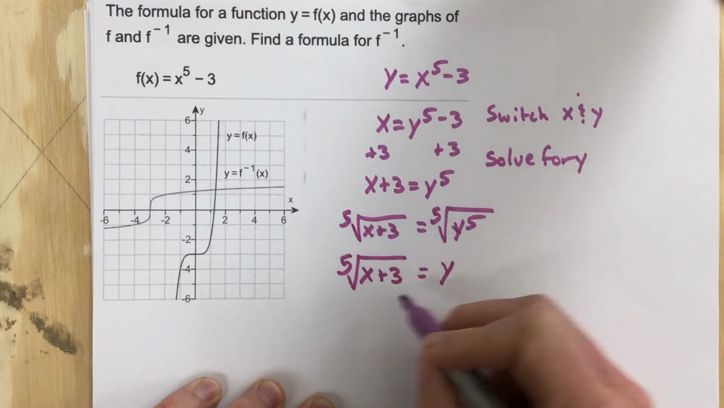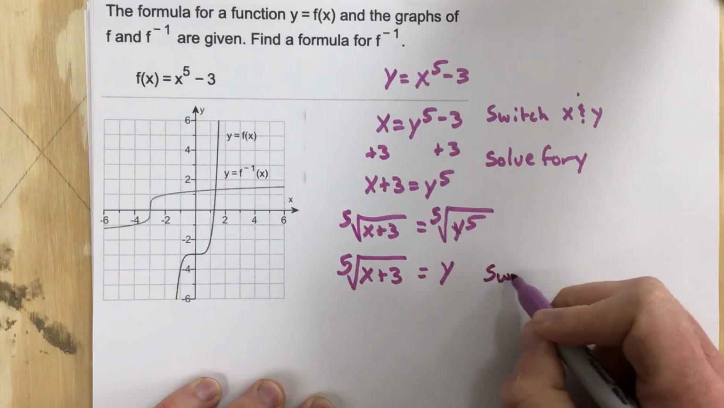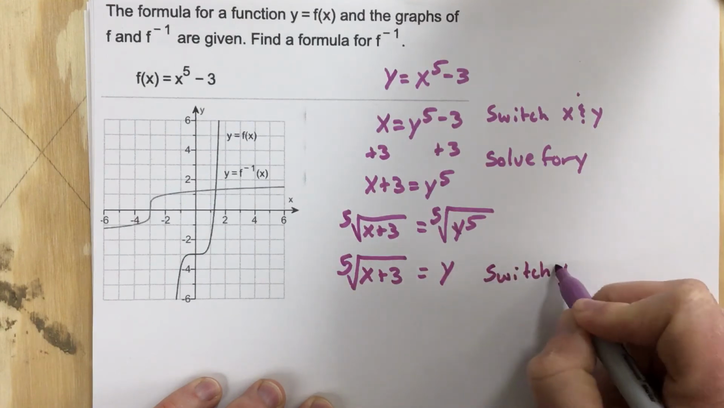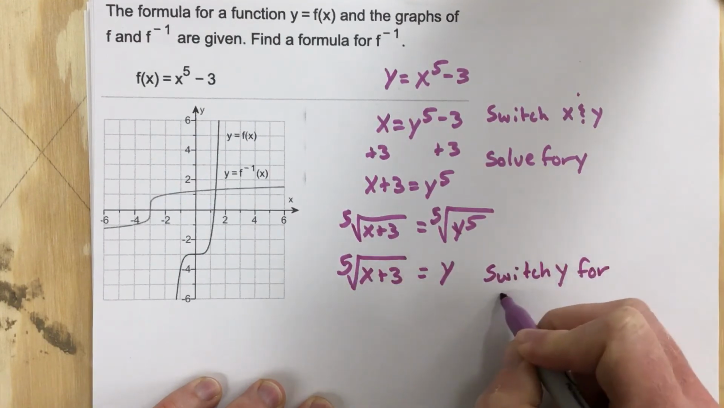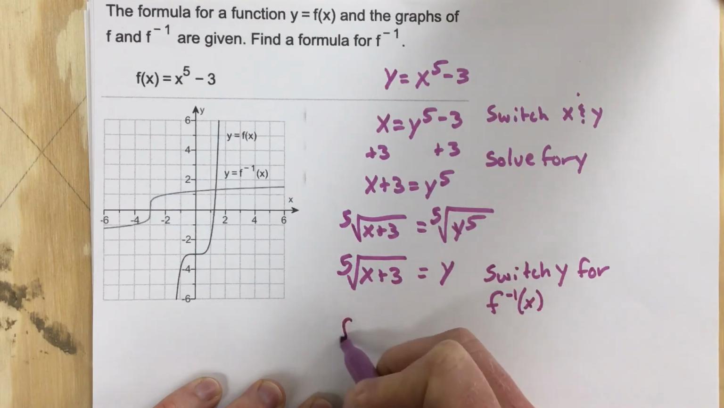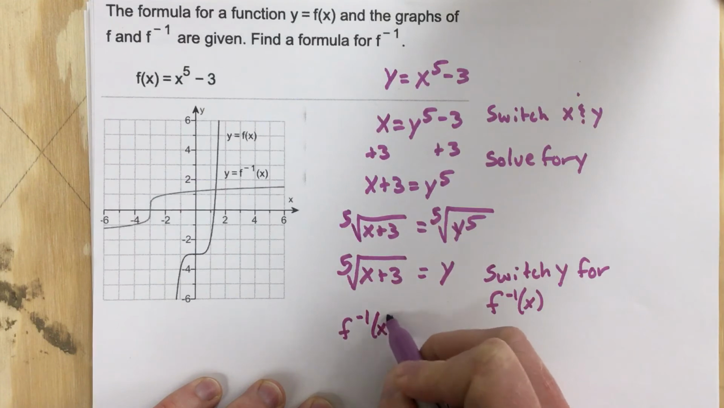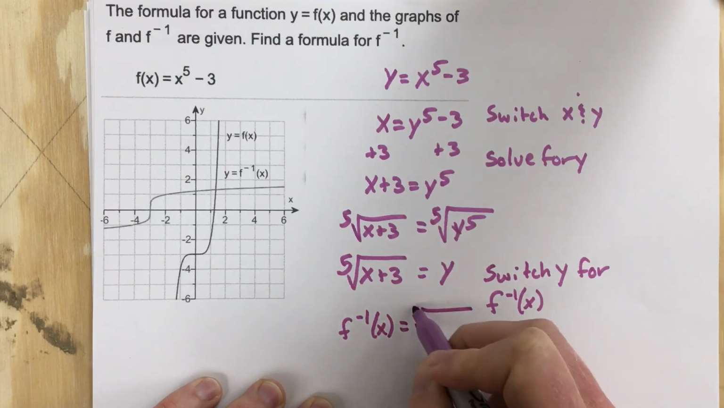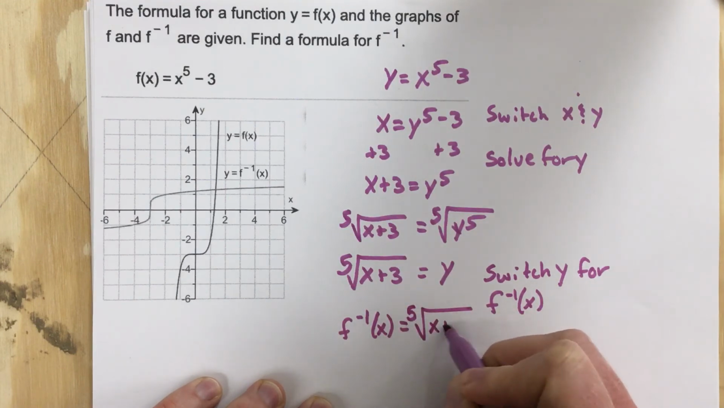Now, the last step is we're going to switch y for f inverse. So I'm going to rewrite this as f inverse of x equals the 5th root of x plus 3.